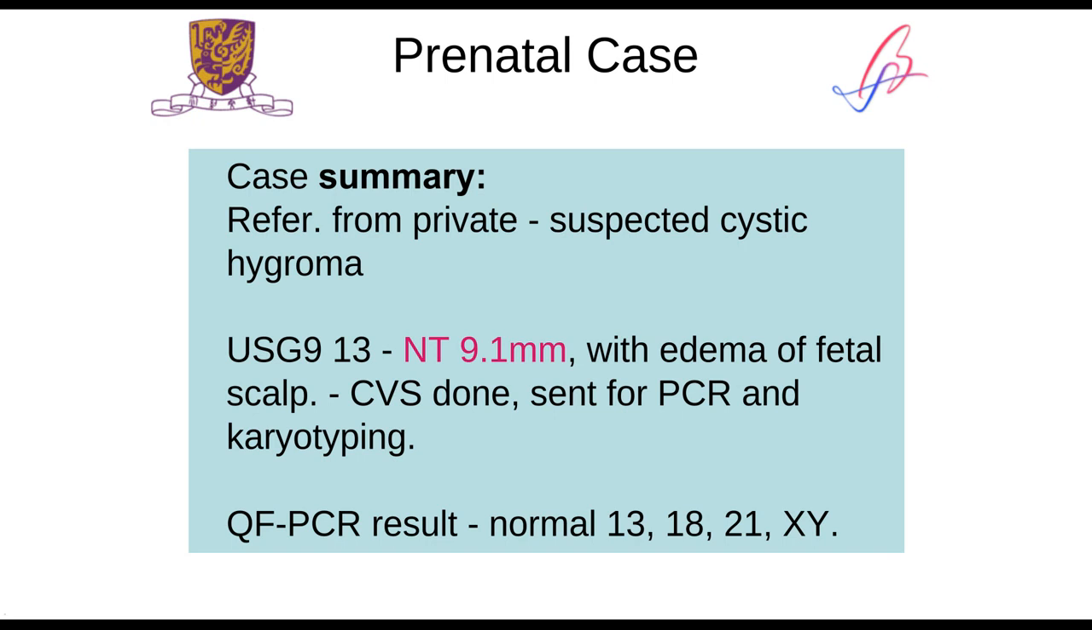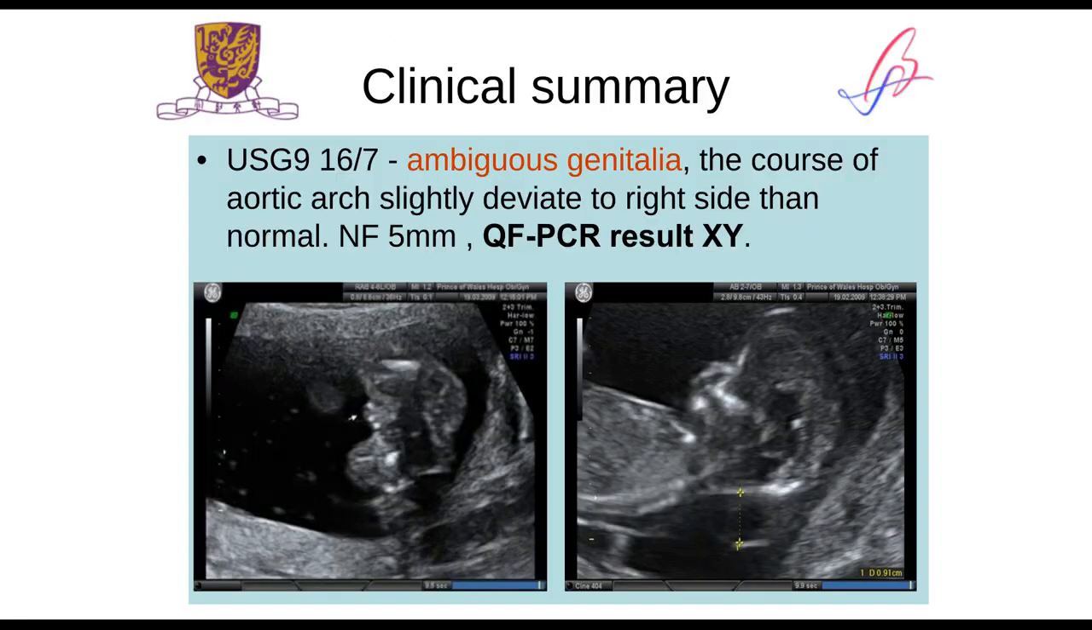But when we followed up with a morphology scan at week 13, we could see ambiguous genitalia. On the left you can see the fetal genitalia, and at the right cursor you can see a tulip sign, like the flower tulip. This more represents female genitalia. But our qRT-PCR result is male, so there's a discordance of results. This could be a lab error, or the fetus could have hypospadias.